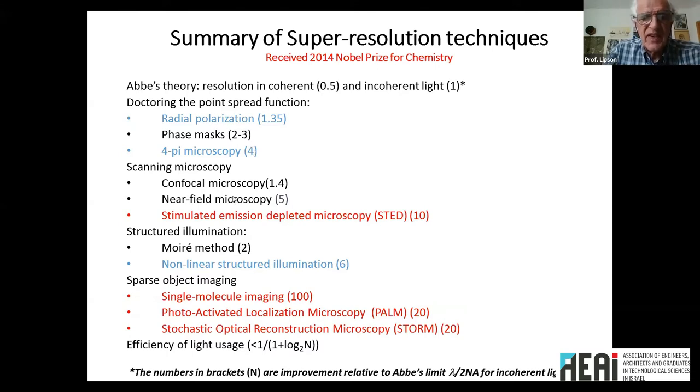So we'll go through these various techniques. First of all, we'll talk about Abbe's theory, what his limitations showed us, and then we'll go through the various types of technique which have been developed for improving the resolution. Just so you will understand what the numbers mean here: the numbers in brackets at the bottom, which we'll call N, tell you how much better than the Abbe limit for incoherent light. This is the definition. Incoherent light will be 1 with the same optics. How much better can you do by these various techniques? And I will go through these various things.